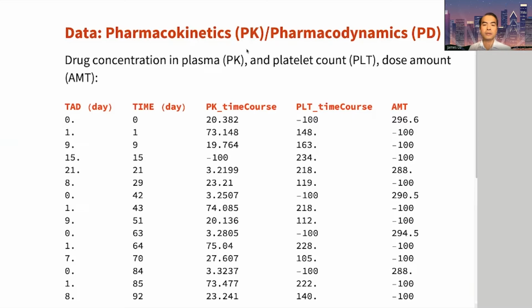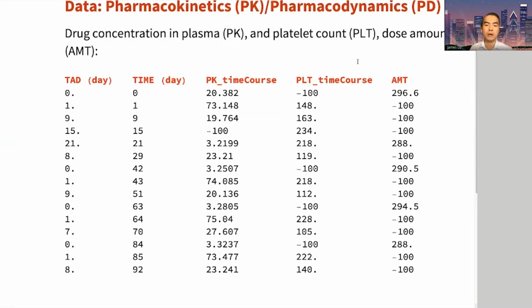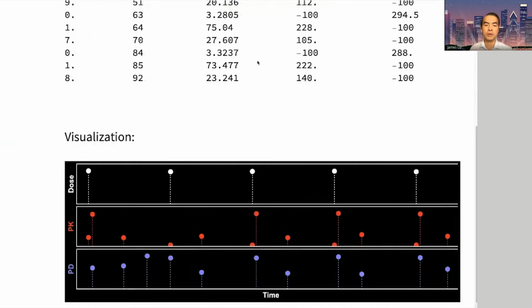Before we look at the model, let's first look at the kind of data we are trying to model in the PKPD context. The data is in a tabular form with columns consisting of time, the PK measurements, the platelet measurements as the PD variable of interest, and the dose amount. And the missing values in the table have been replaced with -100. Below is a plot of the sample data, where you see dose on the top row and PK and PD on the middle and bottom row, respectively.